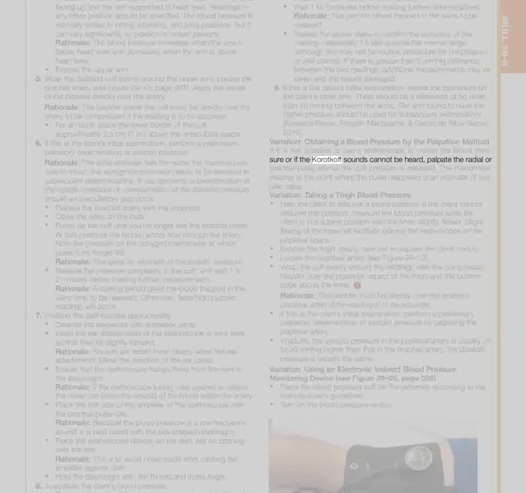Or if the Korotkoff sounds cannot be heard, palpate the radial or brachial pulse site as the cuff pressure is released. The manometer reading at the point where the pulse reappears is an estimate of systolic value.